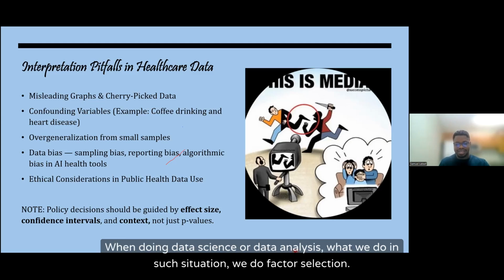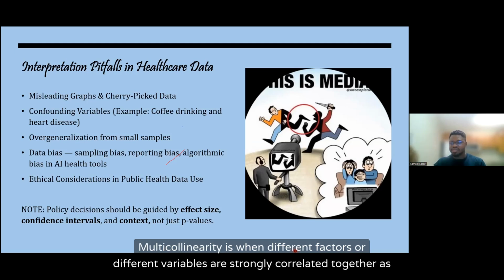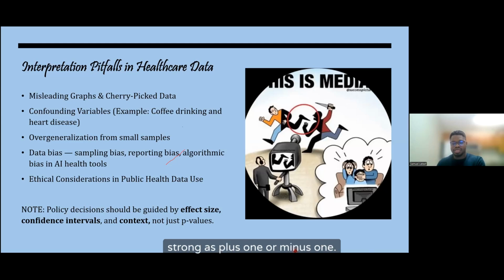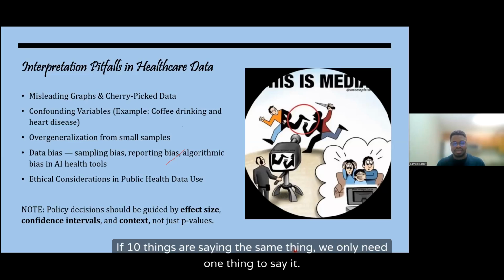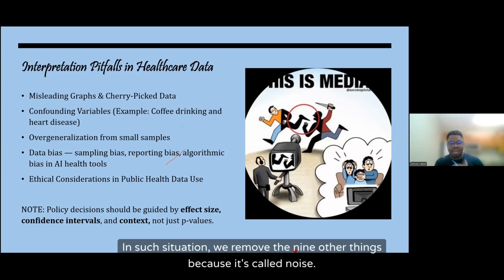When doing data science or data analysis, what we do in such a situation is factor selection. In factor selection, we remove such situations where there is collinearity or multi-collinearity. Multi-collinearity is when different factors or different variables are strongly correlated together, as strong as +1 or -1. It means each of these variables is saying the same thing. If 10 things are saying the same thing, we only need one thing to say it. In such a situation, we remove the 9 other things because it's called noise.